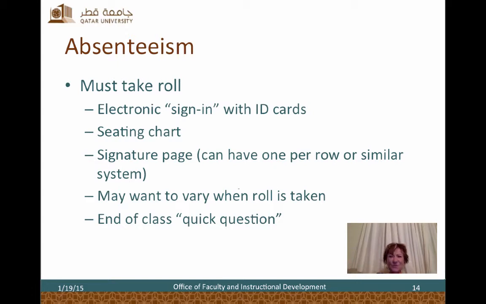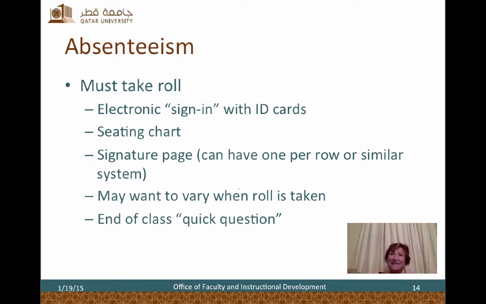You can have a signature page. Now, if you do this, I suggest that in the first class, or one of the very first classes, you have students sign a list and then you scan that. Your sign-in sheet will be the list of signatures in a blank, so that a student signs in right by their original signature.